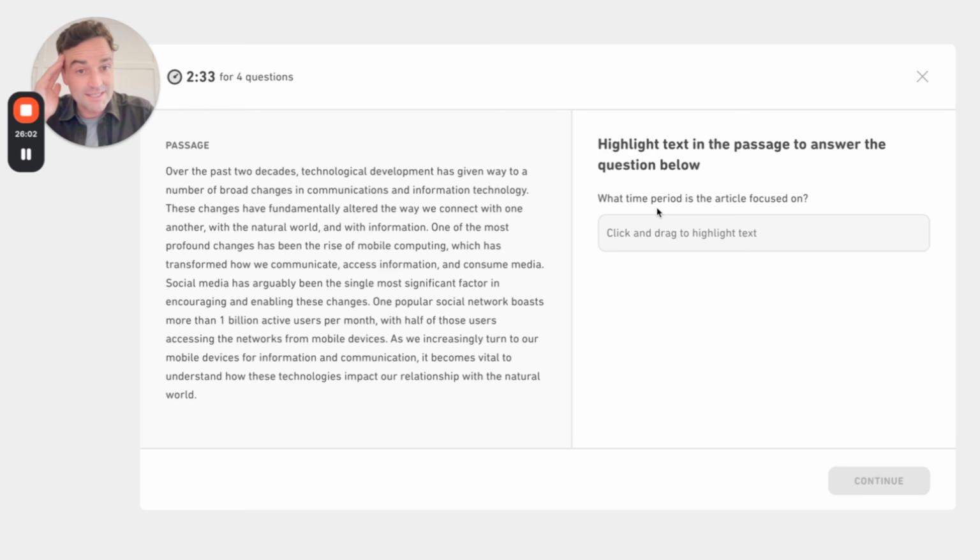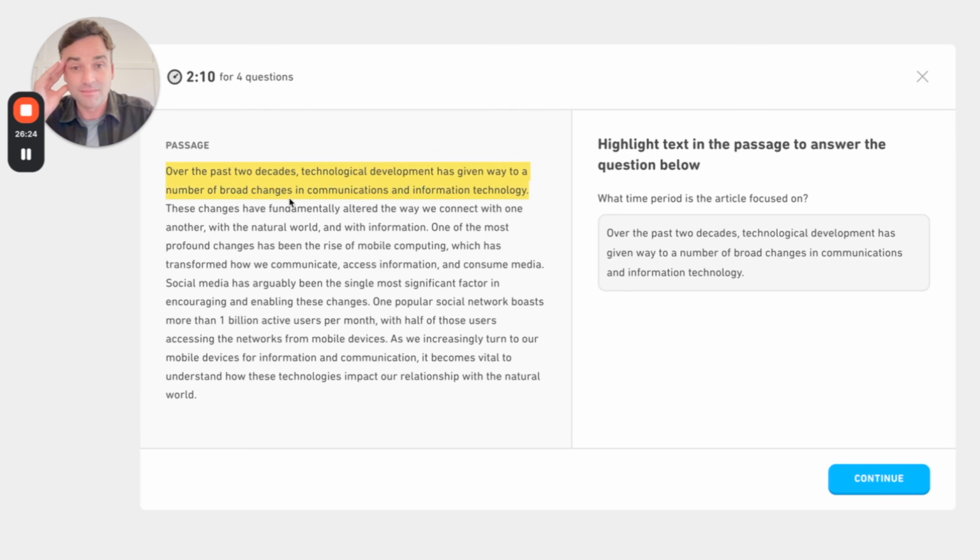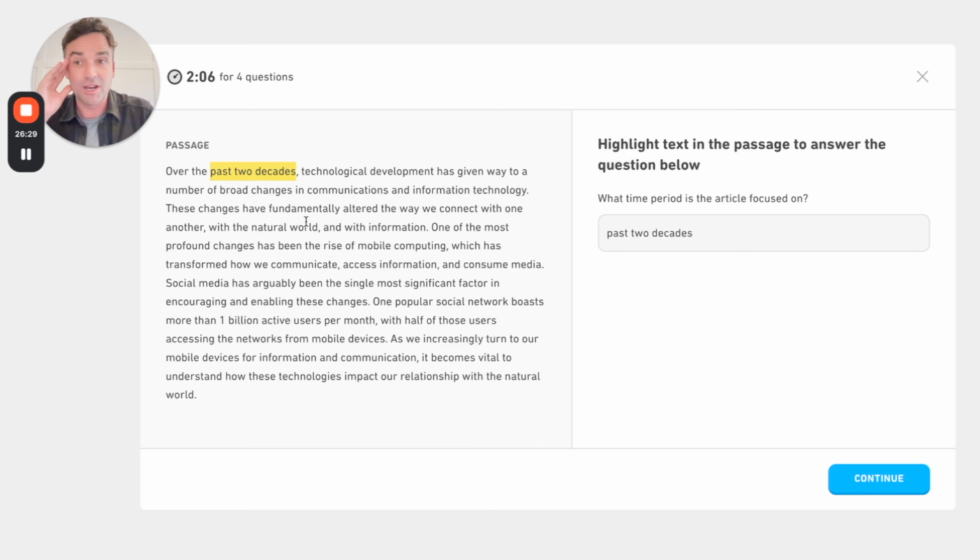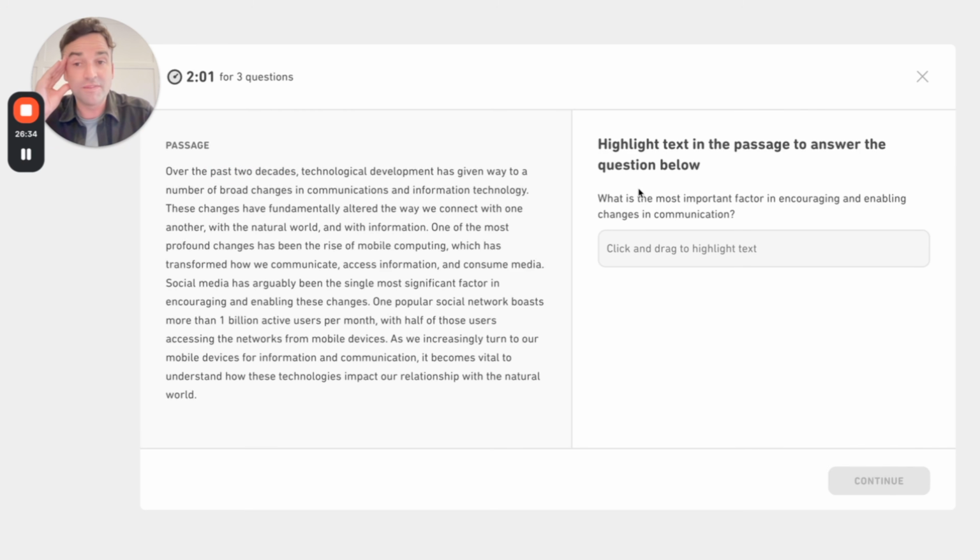So let's try it. So what time period is the article focused on? Is this time period? Over the past 2 decades. So I'm just going to highlight this. The past 2 decades. That's the time period. So the last 20 years, right? Again, you do not need to highlight the whole sentence. Just highlight what's necessary. Okay, this is how to do it correctly and how to maximize your points. Okay, you get 2 of these highlight questions.